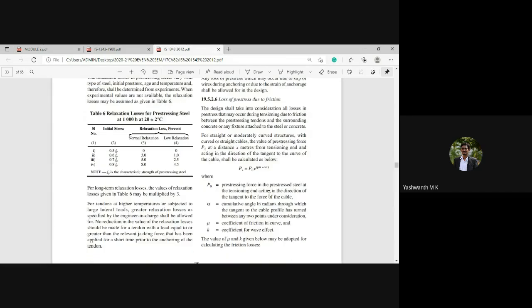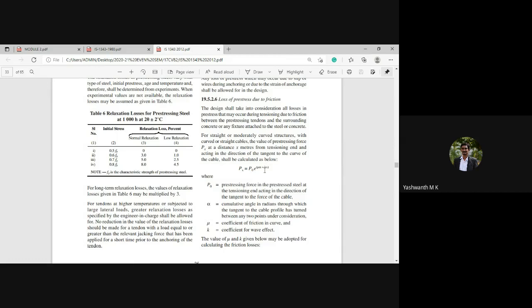Next, loss of pre-stress due to friction. You need not remember this formula. You can directly go to the code and know the formula. The design shall take into consideration all the losses in pre-stress that may occur during tensioning due to friction between the pre-stressing tendons and the surrounding concrete or any fixture attached to the steel or concrete. For straight or moderately curved structure, with curved or straight cable, the value of pre-stressing force, that is Px, at a distance x meter from the tensioning end and acting in the direction of the tangent to the curve of the cable, shall be calculated as below.